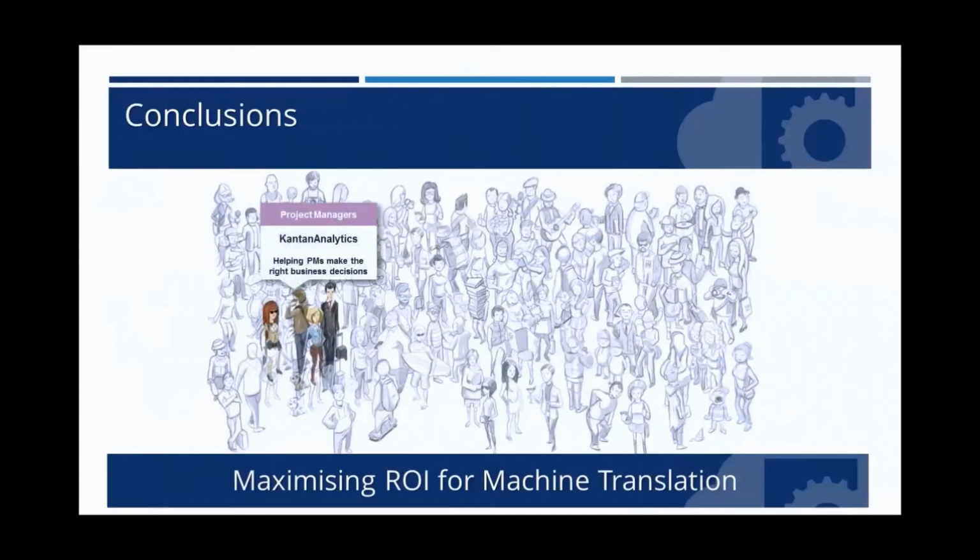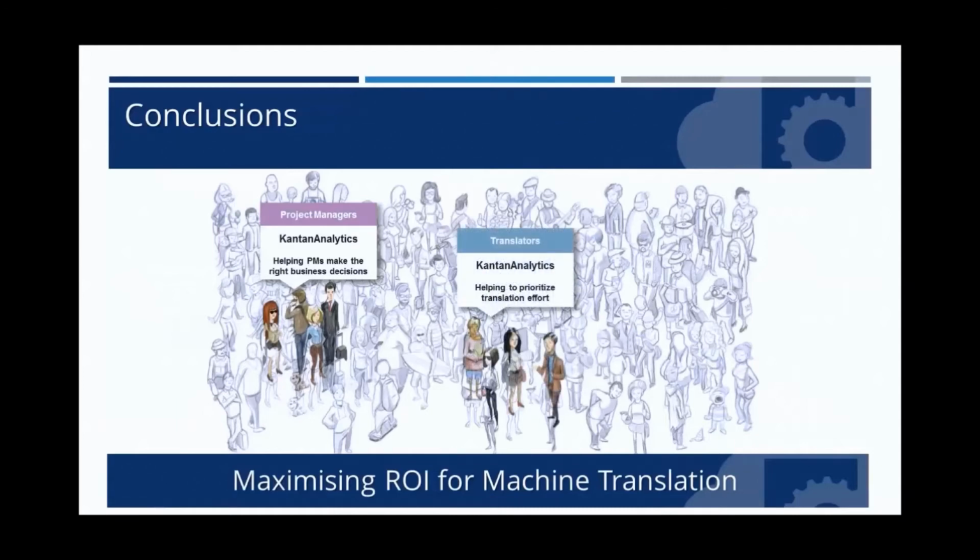So we focused on three things to help our clients maximize their ROI. For project managers, we've built Canton Analytics to help them make the right decision at the right time. For translators, we've embedded those Canton Analytics scores directly into their native file formats that they're using with the Trados product, with the MemoQ product, with the MemSource product, with Alchemy Catalyst, so they can see quality estimation scores for machine translation output in their favorite CAT tool.